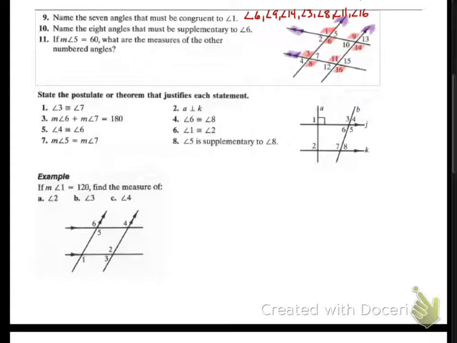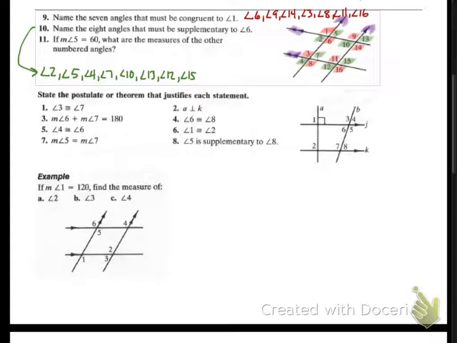Okay, so what are the 8 angles that must be supplementary to angle 6? Let me see if you can answer that before I do. Okay. Angles 2 and 5, 10, 13, 15, 12, 7, 4. Of course, the order doesn't matter. Any of the other ones, they are all supplementary. They're all equal to each other as well.